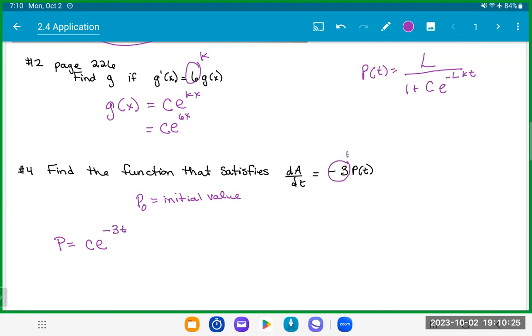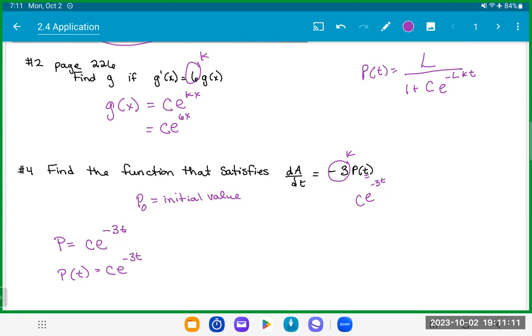Because this right here tells me that my k is negative 3. So that leads me to c times e to the negative 3t, since we're talking t's here instead of x's. Now, when we have a negative there, that actually tells us that we have decay and not growth. And so we could rewrite our p equals c times e to the negative 3t in terms of a function p of t, where we're looking at it with respect to time, and the remainder of the equation stays as is.